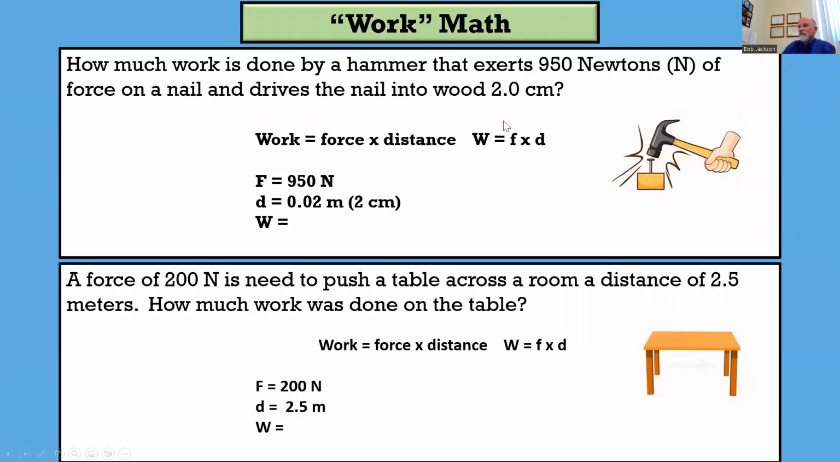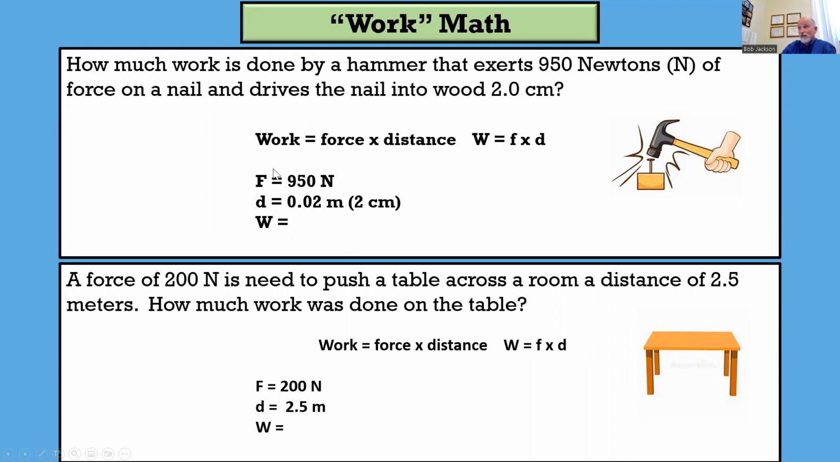Okay, now in here, we're actually doing some math, which is easy math to work. Okay, how much work is done by a hammer that exerts 950 newtons? Okay, which would hurt your finger if it hit it with 950 newtons of force, needless to say. On a nail, and the nail is driven into the wood 2 centimeters. So you always have a force and a distance, because work is equal to force times distance.